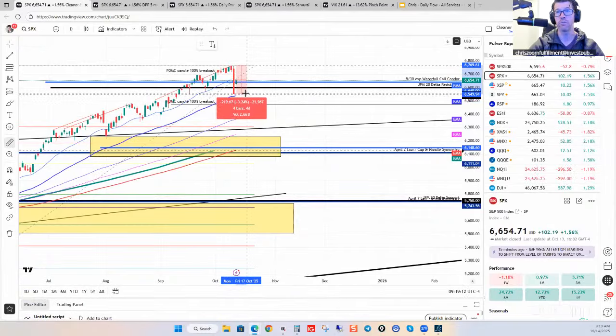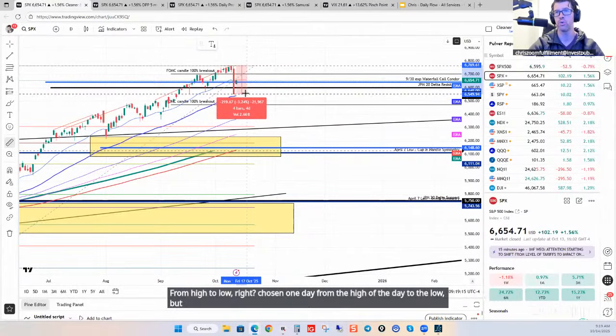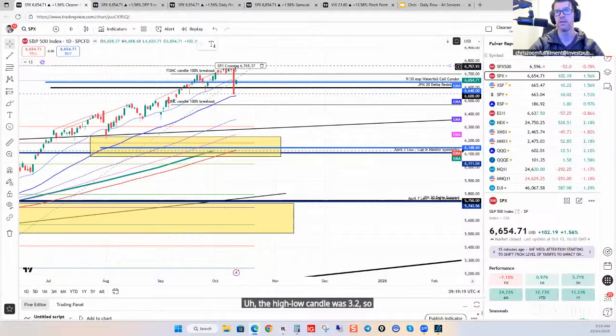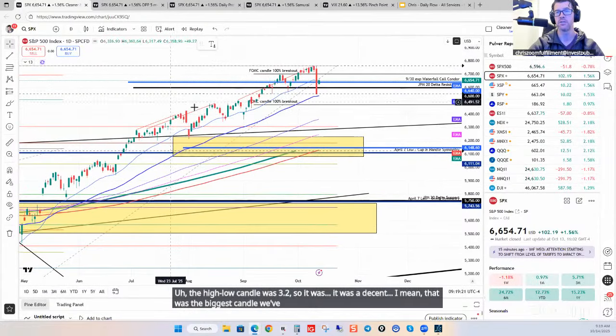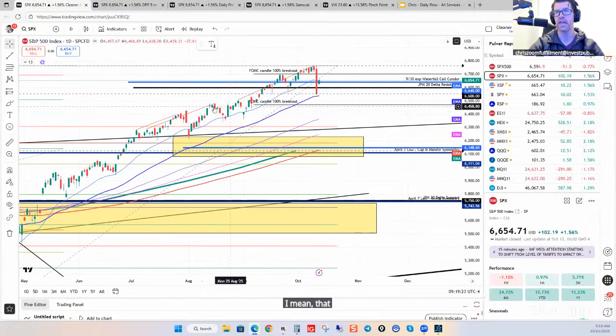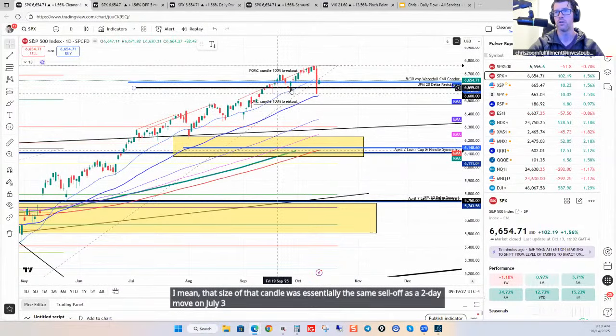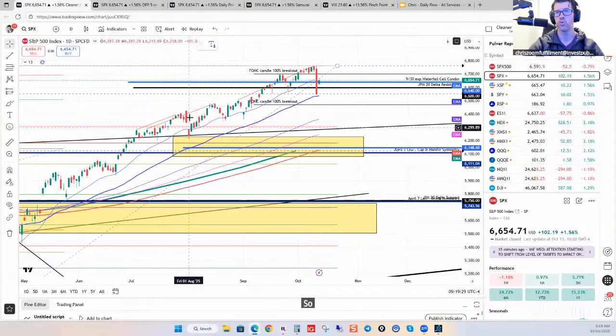Shows in one day from the high of the day to the low, but the close is like 2.7. The high low candle was 3.2. So it was decent. I mean, that was the biggest candle we've seen in months. That size of candle was essentially the same sell off as the 2 day move on July 31st and August 1st. So, of course, you wonder, are we just going to work our way right back up to the highs?